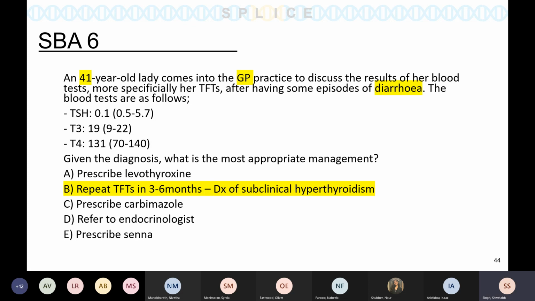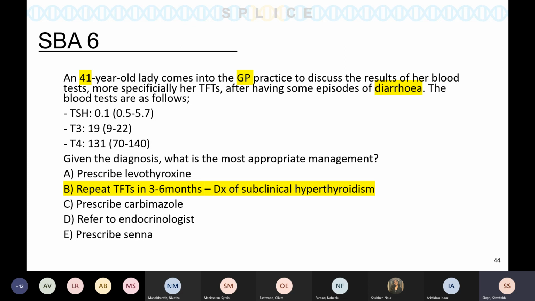Thank you. So a 41-year-old lady comes in to the GP practice. She's having some episodes of diarrhea. Most of you got this right: repeat TFTs in 3 to 6 months. So she's got a diagnosis of subclinical hyperthyroidism. TSH is low, but T3 and T4 are normal or higher end of normal.